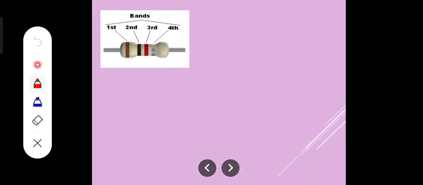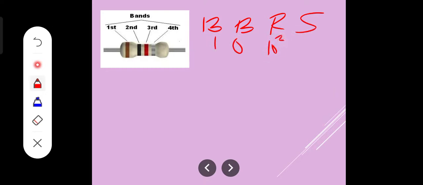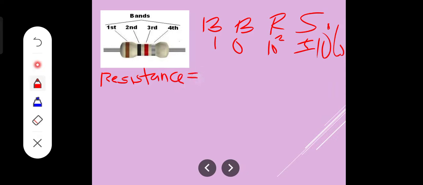Okay, let's write it. Let's have this part: brown, black, red, silver. So, 1, 0, 10 raised to 2, then positive, negative 10%. Okay, so next step is you're going to determine the resistance out of those given values. So we will be determining the resistance. So we have 10 times 10 squared, positive, negative 10%. So we already have that one.